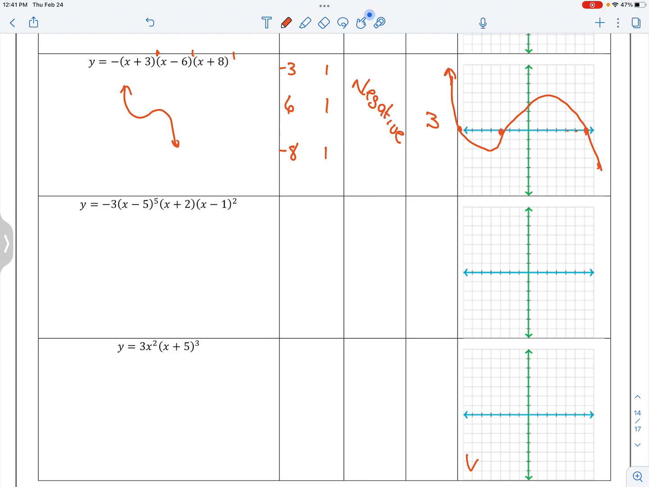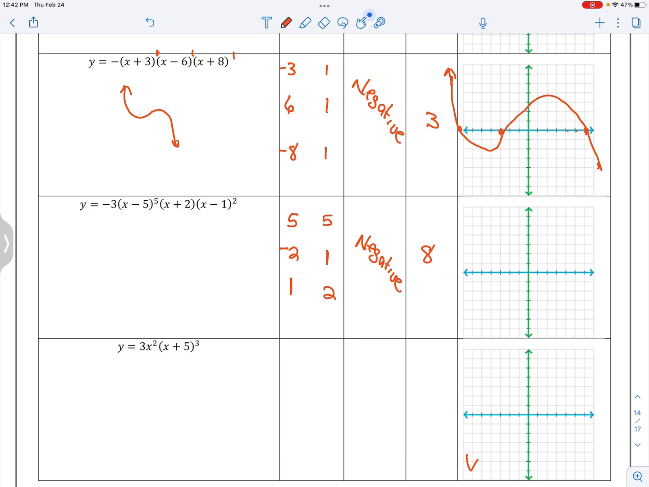Okay? In the next one, once again, we have 3 zeros, but they have multiplicity. So I have a 0 at 5, at -2, and at 1. And the multiplicities are, this is 5, this is 1, and this is 2. So what is that? 5, 6, 8. I have a degree of 8. And my leading coefficient is negative. So what am I going to do with that?